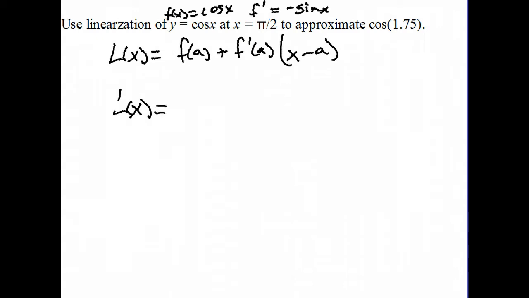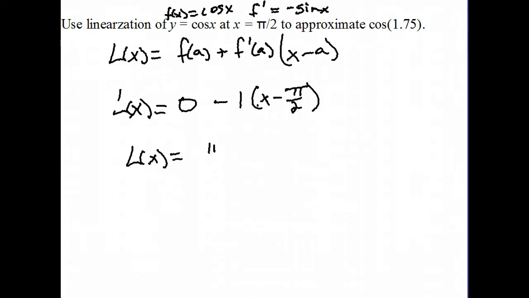So what is cosine of pi over 2? Cosine of pi over 2 is 0. And then we want to add f prime of pi over 2, so that's a negative sine of pi over 2, which gives us a negative 1 times the quantity x minus pi over 2. So really what this says is our linear approximation is just pi over 2 minus x.